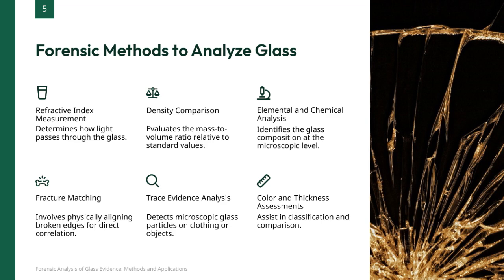It involves physically aligning broken edges to see if they fit together, providing direct evidence of a match. Trace evidence analysis focuses on detecting tiny glass particles on clothing or objects, which can link a suspect to a crime scene. Lastly, assessing color and thickness helps classify the glass and supports comparative analysis. Each of these methods contributes vital information to build a complete forensic profile of glass evidence.